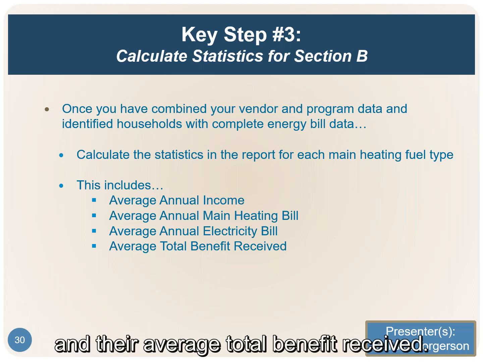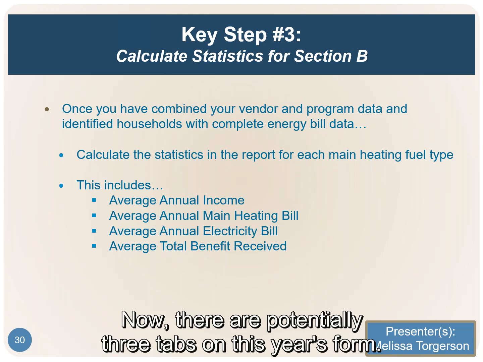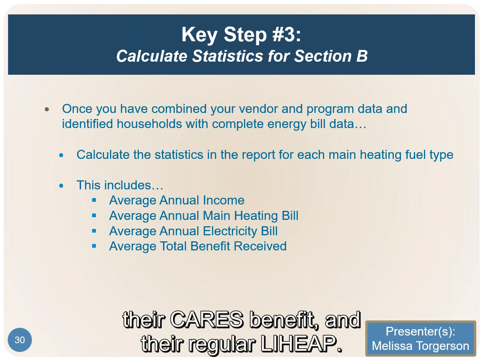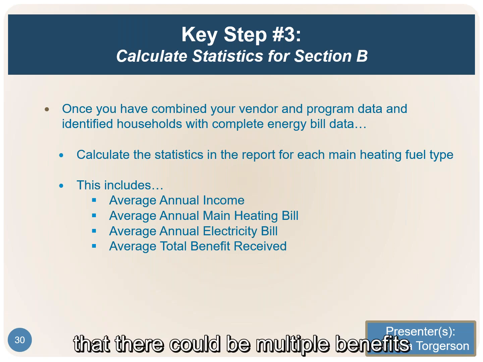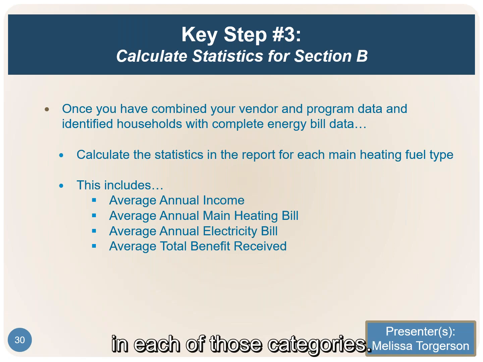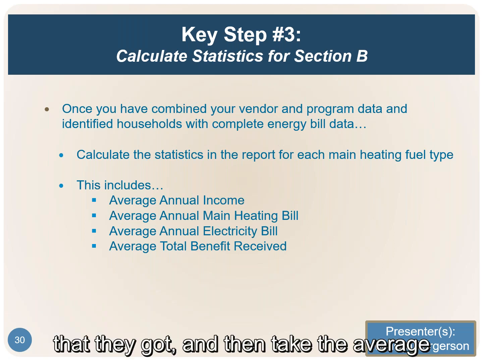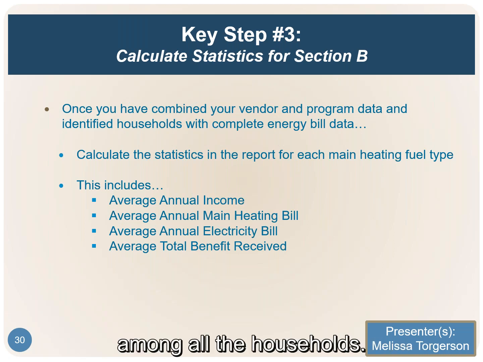Now, there are potentially 3 tabs on this year's form, so tab 2A is going to include their ARPA benefit, their CARES benefit, and their regular LIHEAP. And of course, you all know that there could be multiple benefits in each of those categories. So you're going to sum all their benefits together that they got, and then take the average among all the households.